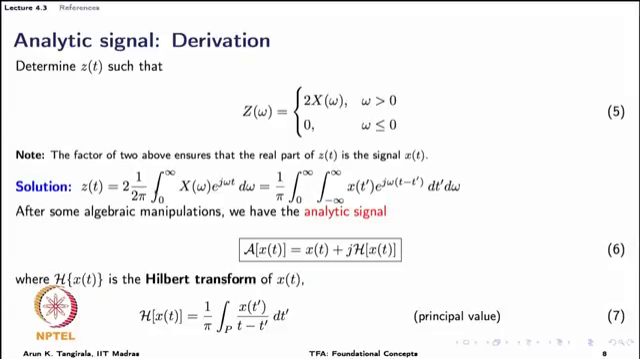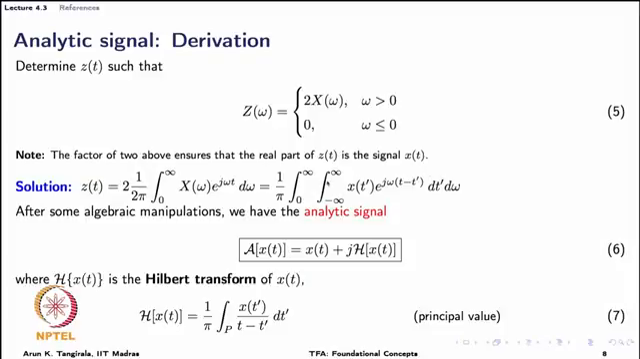So, the solution to this is I begin by taking the inverse Fourier transform of z. So, z of t is an inverse Fourier transform, and I am only integrating from 0 to infinity here, because Z of omega is 0 for negative frequencies, and then I have here 1 over pi, integral from 0 to infinity, integral from minus infinity to infinity, x of t prime e to the j omega (t minus t prime) dt prime d omega.